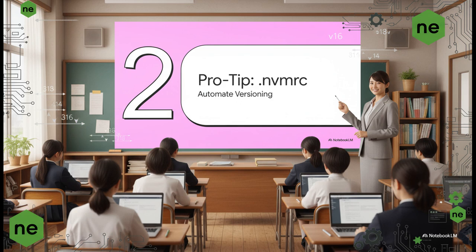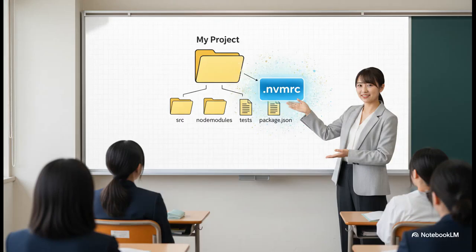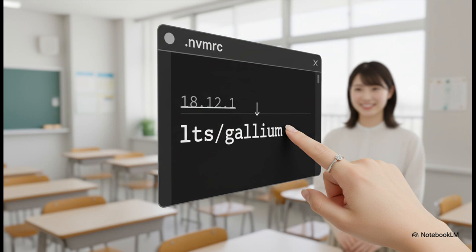Okay, so once you've got a handle on install, use, and list, you are ready for a real pro tip. This is going to automate your whole workflow and make you look like you really know what you're doing. We're going to use a special file to make version switching automatic. The magic here comes from a tiny little file called .nvmrc. All it is, is a plain text file that you create and put in the main folder of your project, right next to your package.json file. And what goes inside this magic file? It's literally just the version number your project needs. That is it. You can put a specific number, or even better, you can use an alias like LTS/gallium to say, I need this specific long-term support version.